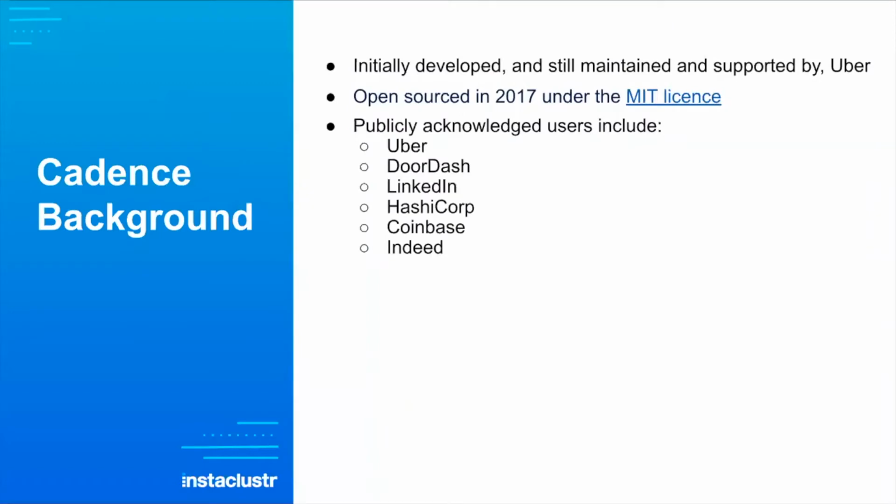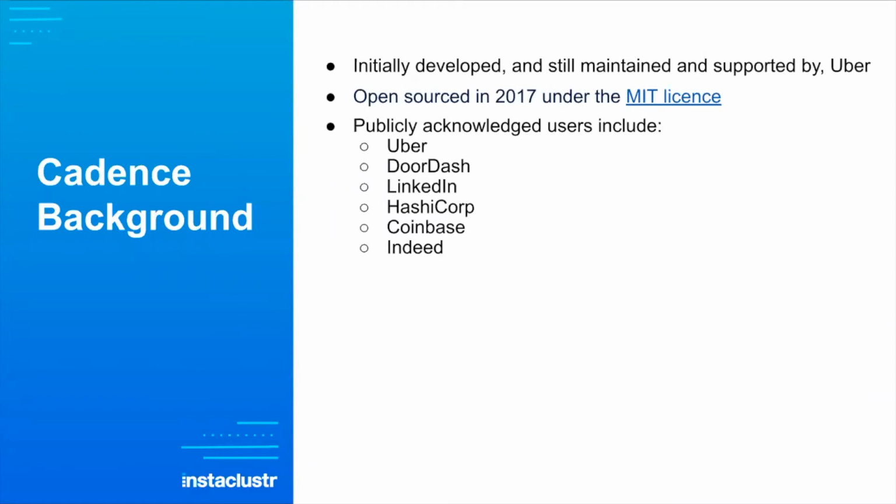So with that kind of overview of what Cadence is, just a little bit of background on where Cadence came from and where it is now. It's an open source application, initially developed and still strongly supported and maintained by Uber. It's very widely deployed within Uber as an extremely core part of their architecture, and they've made very strong public commitments that they are going to continue supporting it as an open source application and continue to be committed to it themselves. It was open sourced in 2017 under the MIT license.